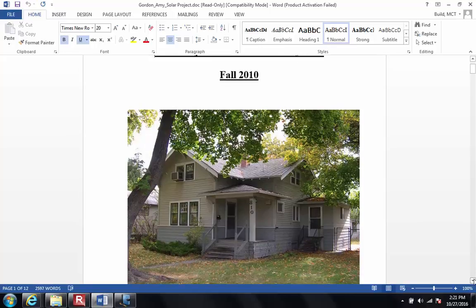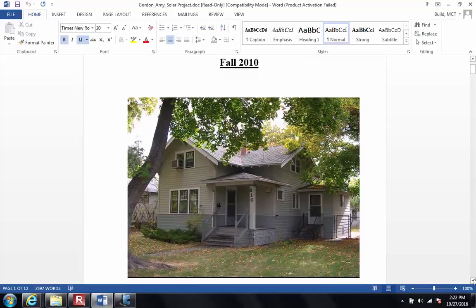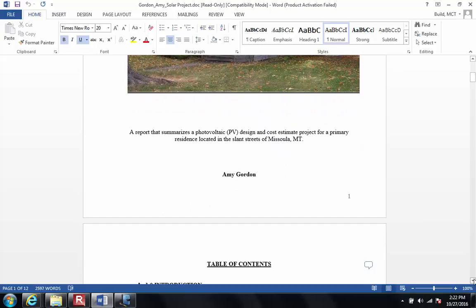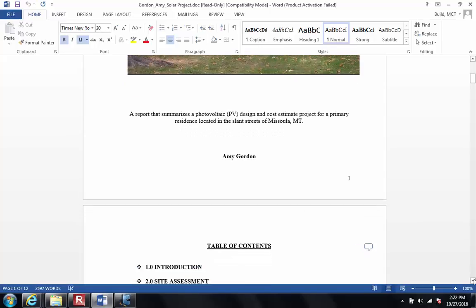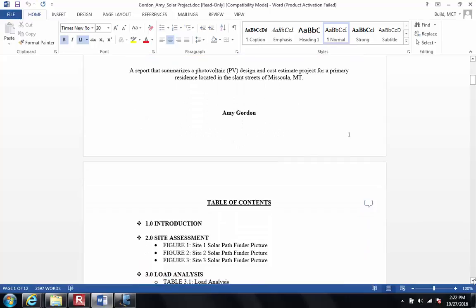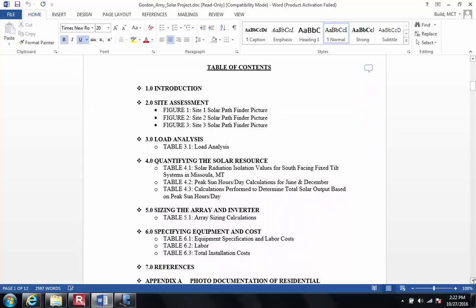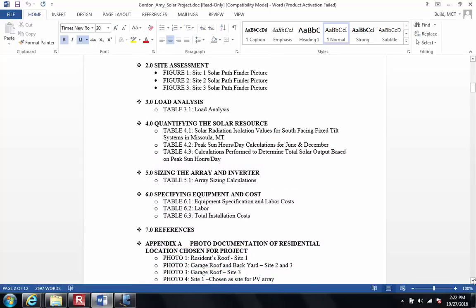So it looks like they're looking at a house here in Missoula and a cost estimate project. This is pretty traditional, so it's kind of important for us to be on board with this. Anytime you're looking at doing this for someone, as a business, you're going to have to put together a package like this before you ever actually start on the project. This is all your research to figure out how big the system is going to be, how much it's going to cost, and whether or not it will work.